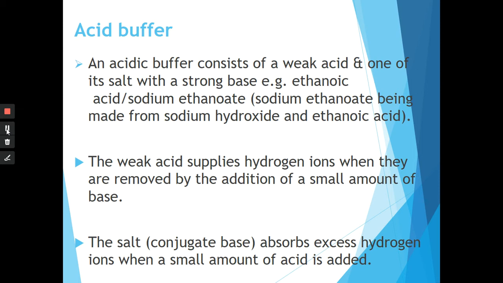We need to replace any hydrogen ions that are removed by the addition of a small amount of base. Okay, they're going to be removed because the hydroxide ions are going to react with the hydrogen ions that are present in the solution to form water molecules. This would disrupt the equilibrium, it would disrupt the pH because there's less hydrogen ions. Therefore, we need something to replace these hydrogen ions, which the weak acid does. Okay.